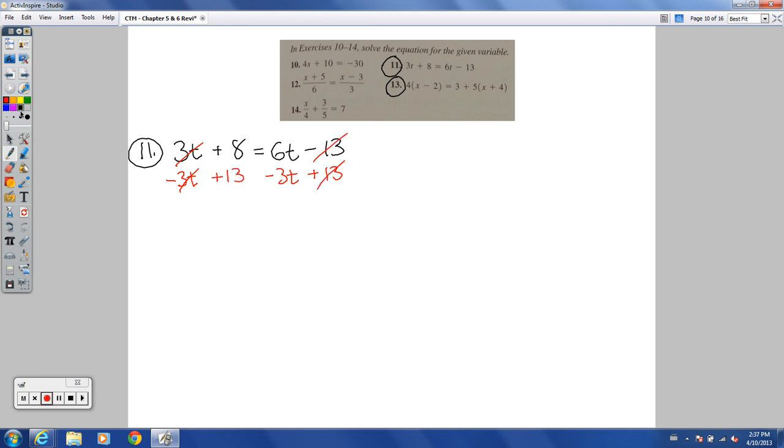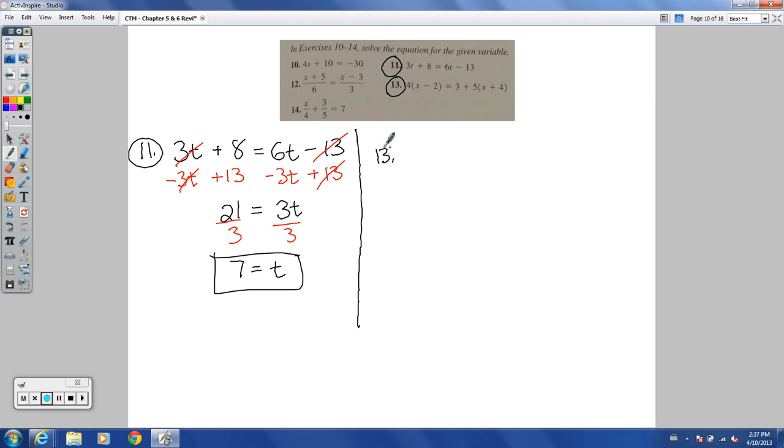So as long as you do exactly the same thing to both sides of the equation, you get a valid equation still. It's still going to equal each other on both sides. And here now we can divide by 3 to get a final answer for t of 7. You can easily plug that back in to check your answer. 3 times 7 is 21. 21 plus 8 would be 29. Over here, 6 times 7 would be 42. 42 minus 13 would also be 29, just like it should be.